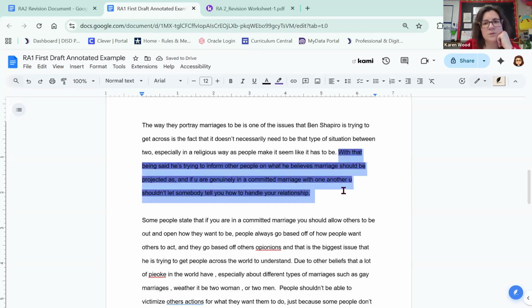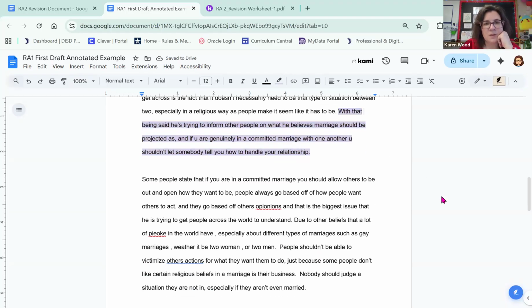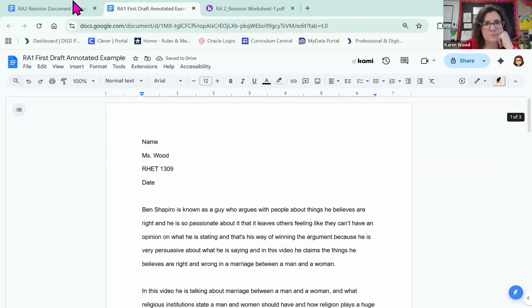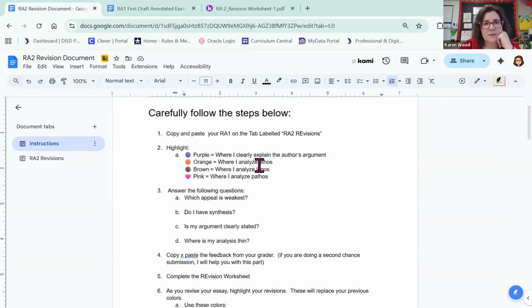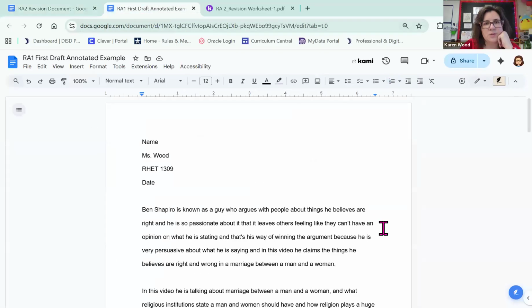Ooh, that's too dark. Let's go light purple. Okay, we got purple. Now let's look for ethos, logos, and pathos. So ethos is going to be orange.